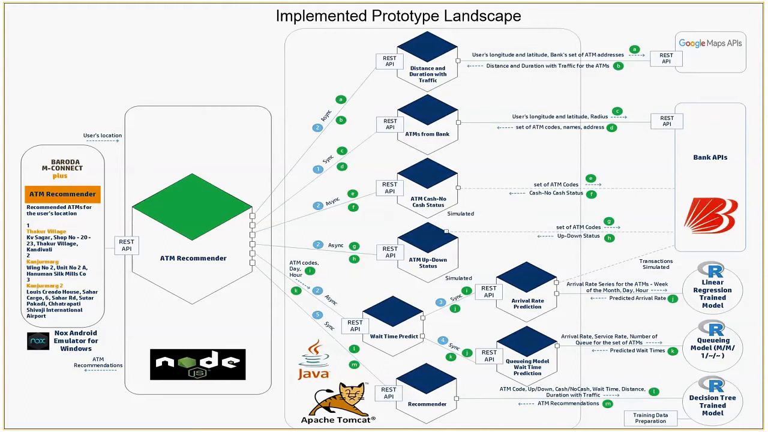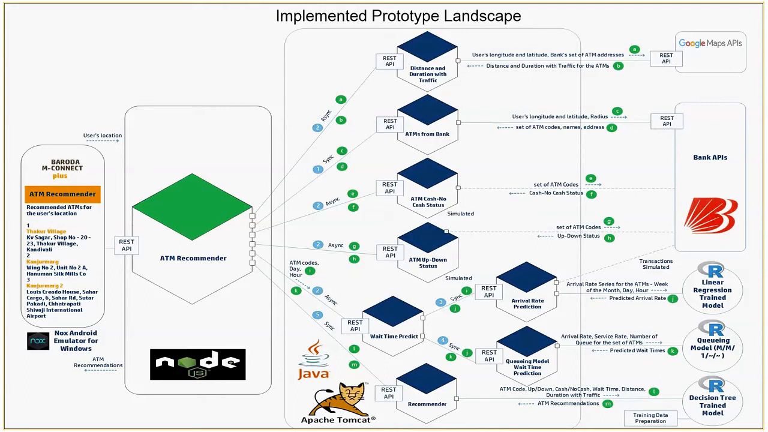The ATMs from bank is a service which takes the user location, goes to the bank and gets the set of ATMs within the radius. And with that input, it gets passed into 4 different services in parallel to get the distance and duration with the traffic from Google. The cache no cache and up down is a set of simulators which gives us the data with randomness. Actually, ideally, it has to come from Bank of Baroda.